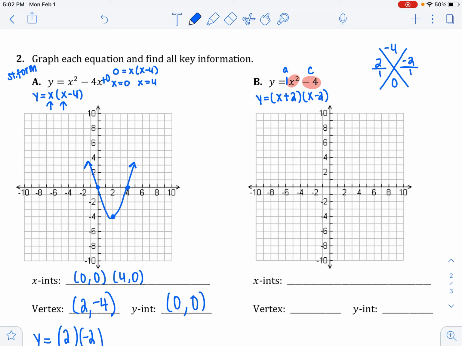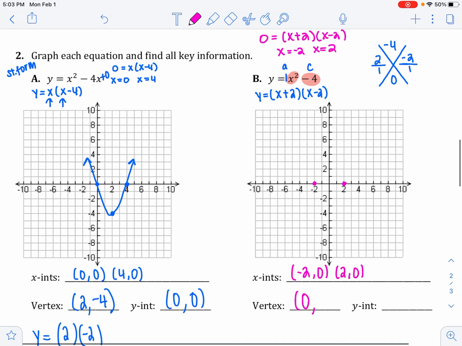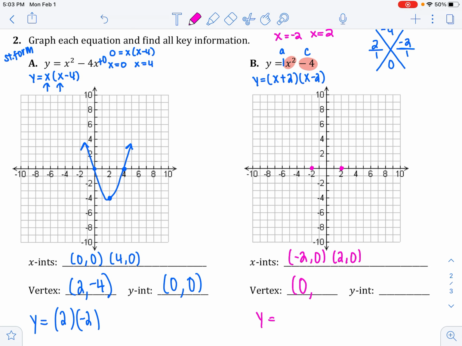Now I'm ready to find my X-intercepts. To find my X-intercepts, I'm going to set Y equal to 0 and solve. So I'm going to do 0 equals X plus 2 times X minus 2. So I get X equals negative 2 and X equals positive 2. So I have 2 X-intercepts, (-2, 0) and (2, 0). If you look at what's right in the middle, that is 0. So I know the X value of my vertex is 0, comma, and now I need the Y value.